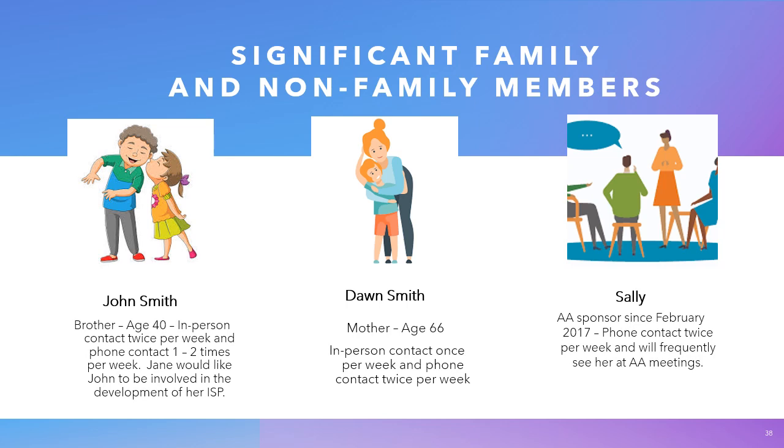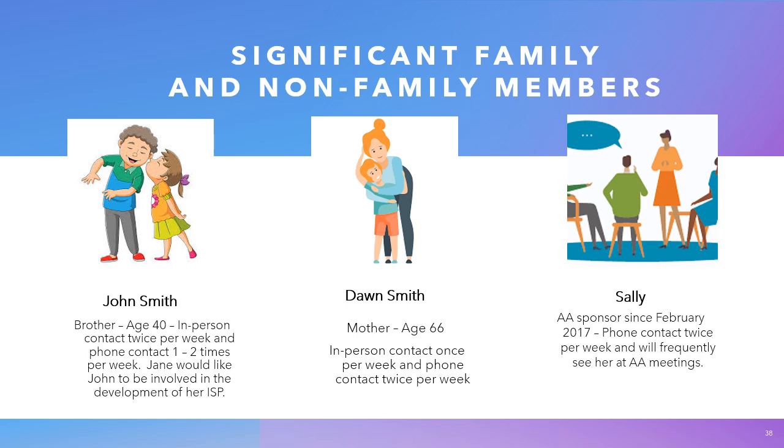Significant family and non-family members. List all significant family and non-family members. Include their name, relationship to the person, estimated age or date of birth, and frequency and means of contact. Indicate if the person will be involved in the development of the ISP.